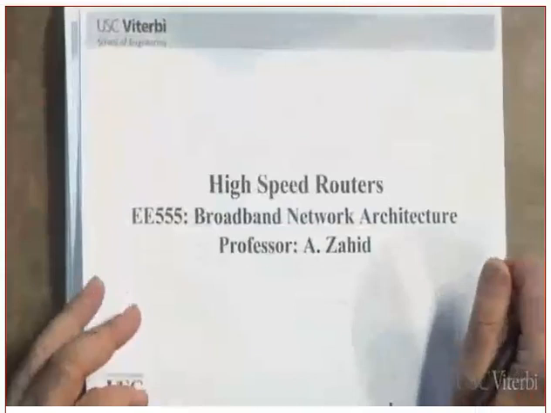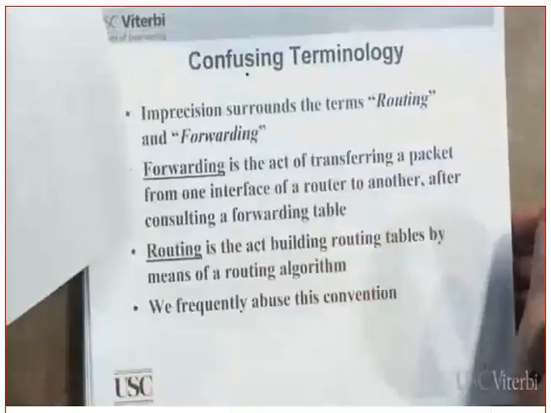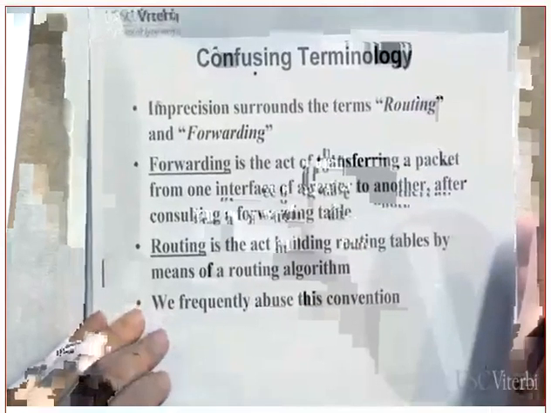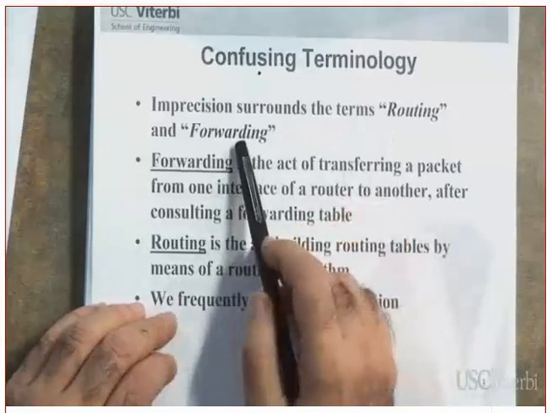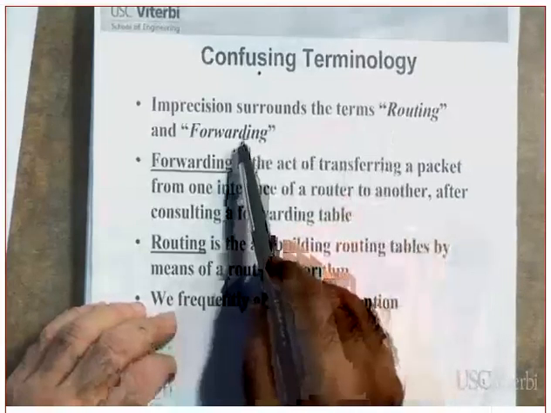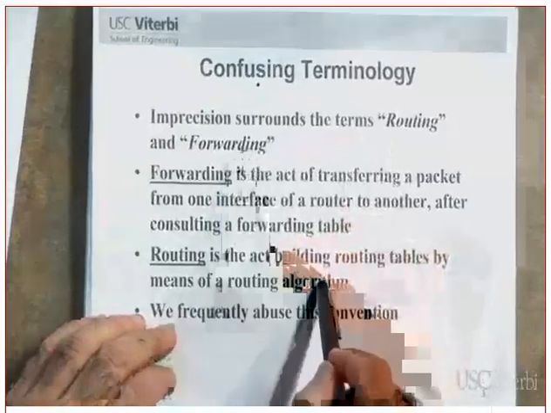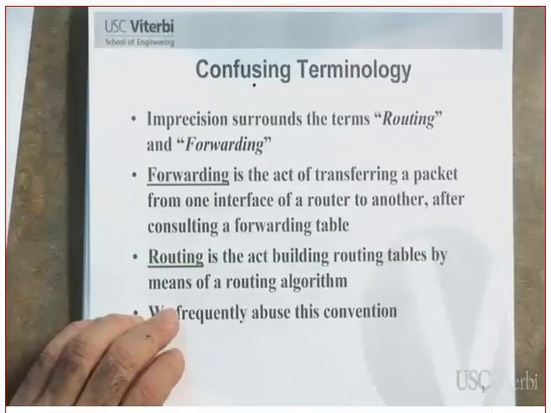Let's continue. Last time we started looking at routers, high-speed routers, and we started first of all by clarifying the term that is used in association with routing, and that's the process of routing and forwarding are two separate processes. The routing, again, is the process of creating routing tables, networks across the internet, as we'll see. So the routing is the act of building routing tables using routing algorithms. We will classify routing algorithms shortly.